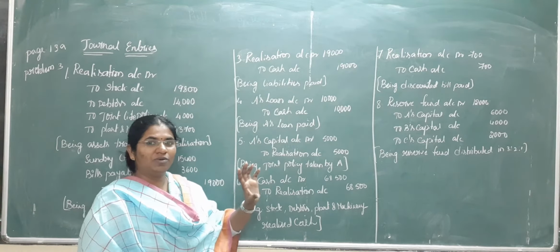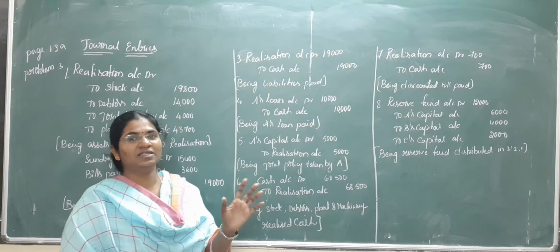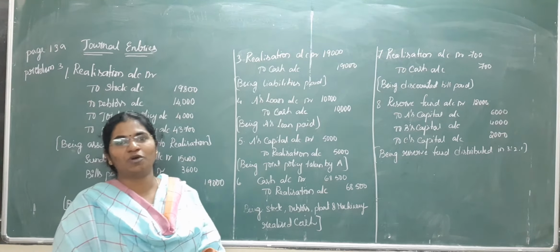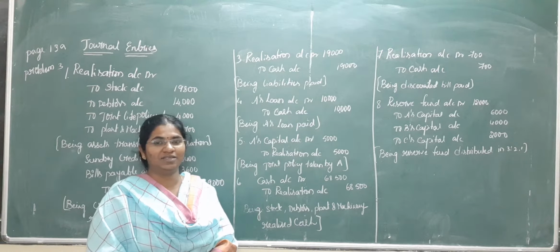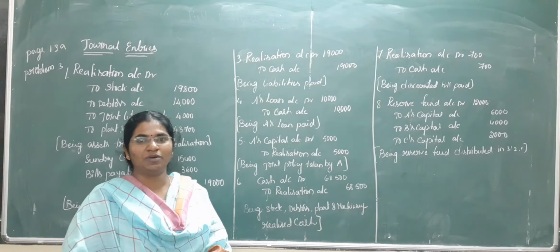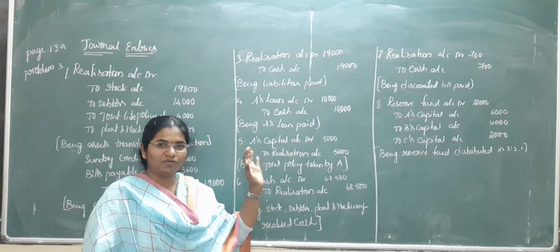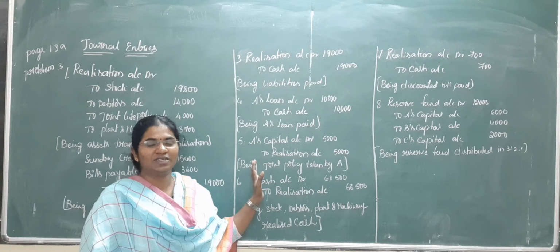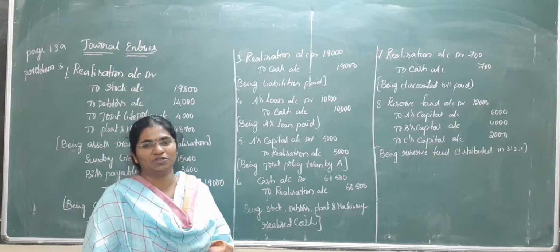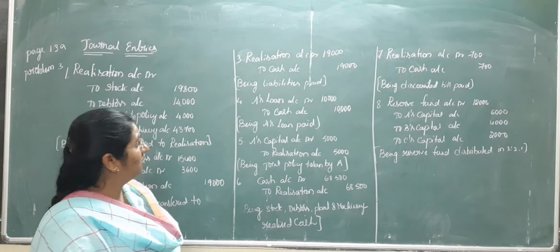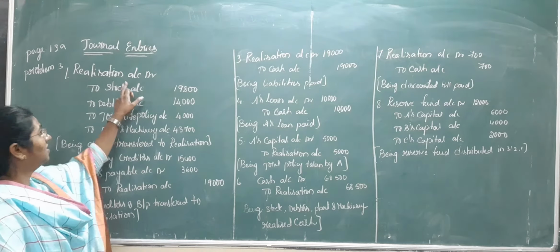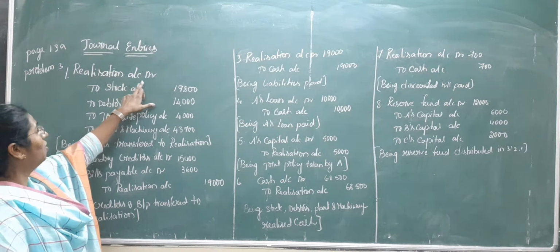In some cases we have to find out the problem when the answer is given. Anyway, I'll share the problem with you. So focus on the journal entries first and let's do the solution. We are provided with the first journal entry, that is, realization account debit.